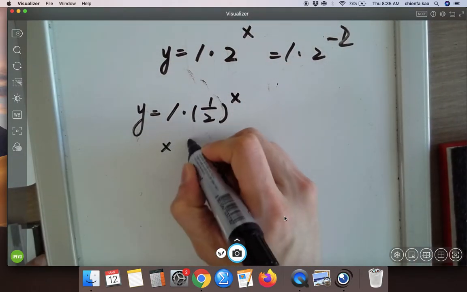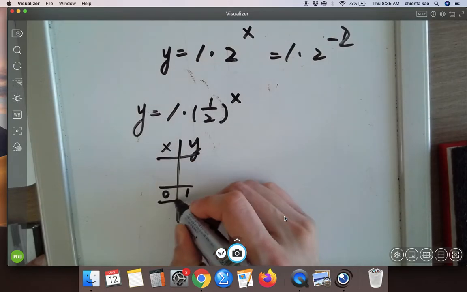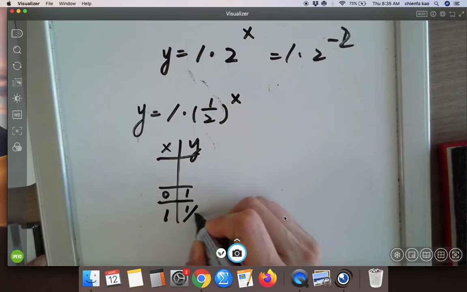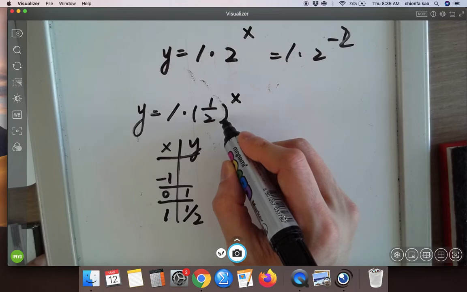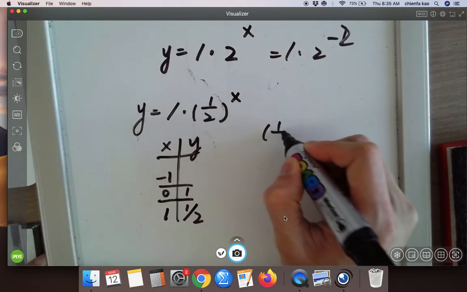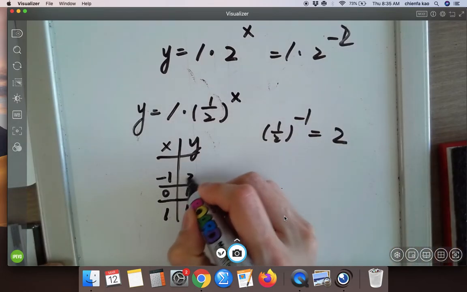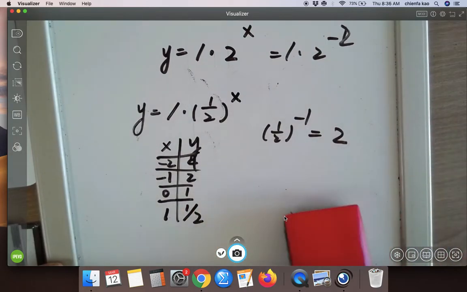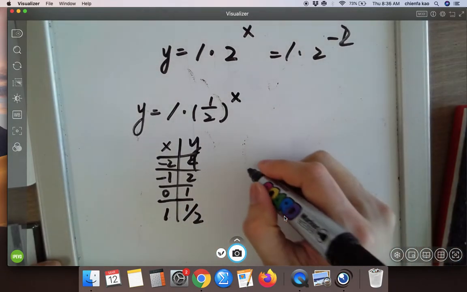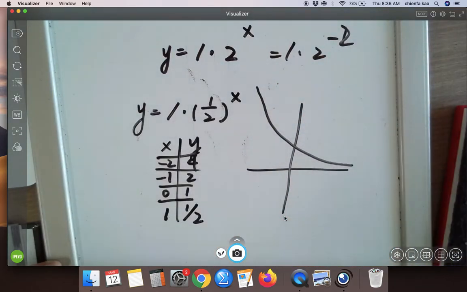All right, when you're done, make sure you do an XY chart. 0 will be 1. 1, it would be half. If it's negative 1, please notice this. Negative 1, what is this, half to the negative first power? It would be 2. So that's 2. And if it's negative 2, it would be 4. Now, the answer will look like this if you actually put it in a graph. This is something called the exponential decay function.